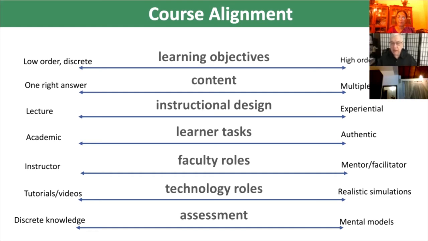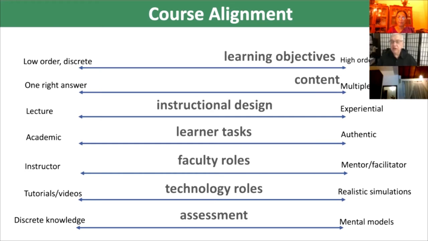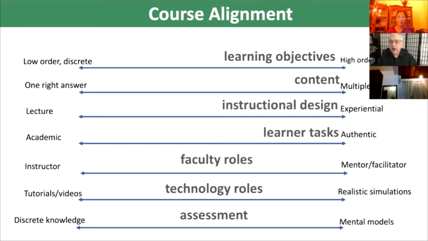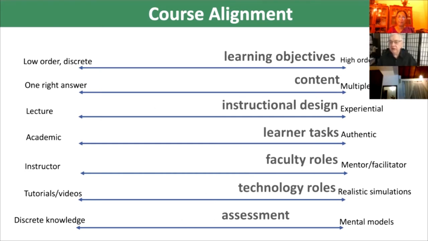Now, in another book I wrote about authentic learning, I really think that we need to aim for higher order, robust learning objectives. And most content is complex, and so you should address it from multiple perspectives. The instructional design ideally is experiential learning. The learner tasks should be authentic tasks, real world tasks that they would be involved in.